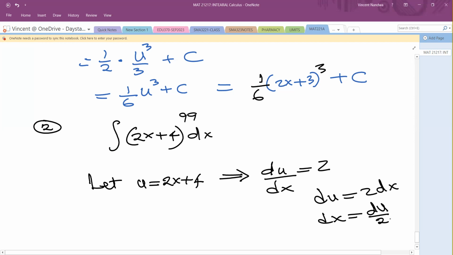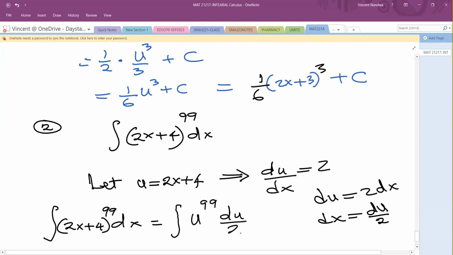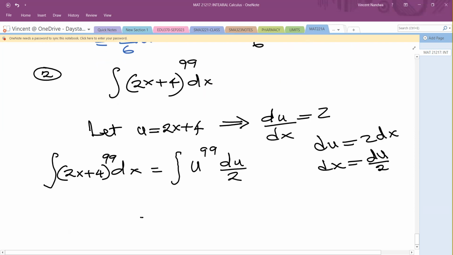With time, they will make a lot of sense. But now that you're starting, just so we can go along that long process. So which means then the integral of (2x + 4)^99 dx, we are changing everything in terms of u. So we'll have the integral of u^99. Where there's the dx, you put du over 2. So we factor out a half, and we have u^99 du.